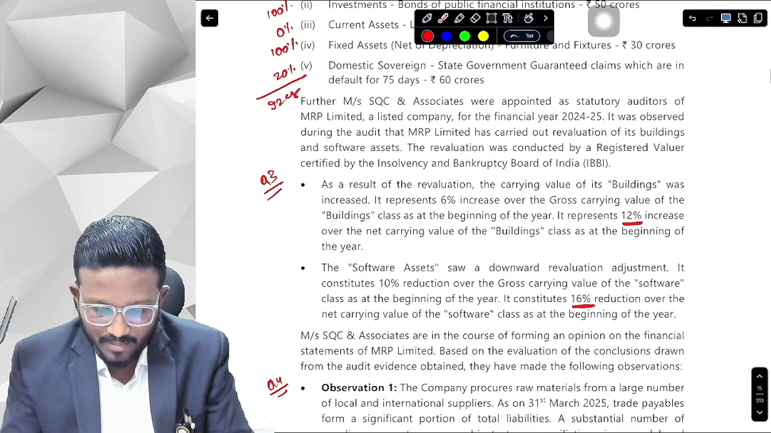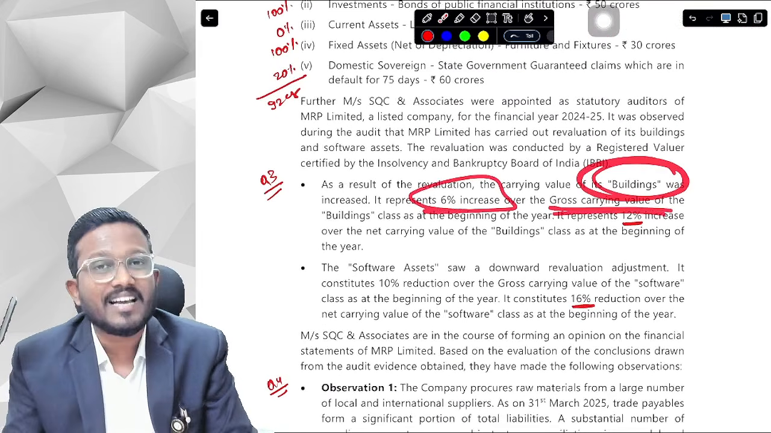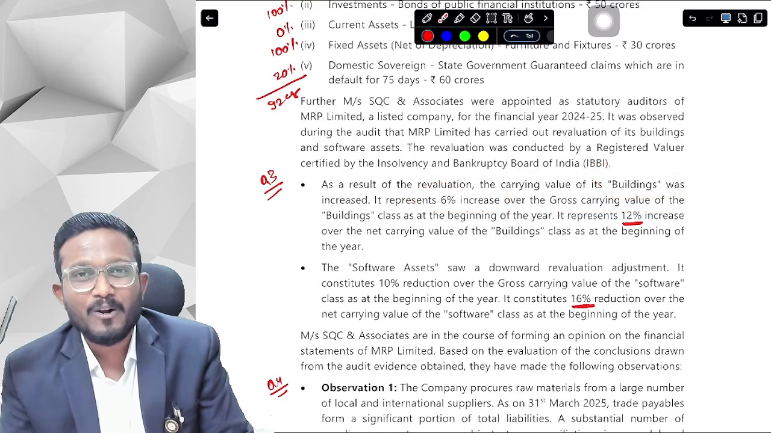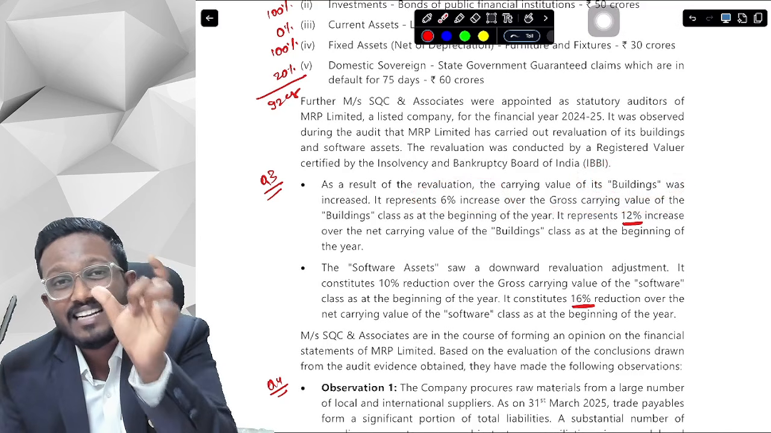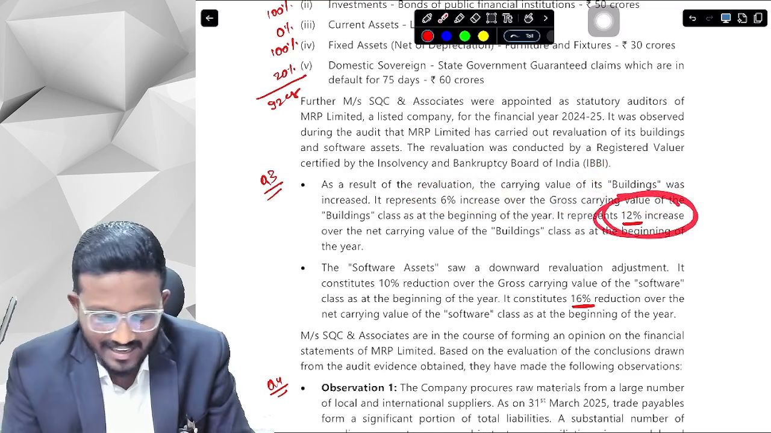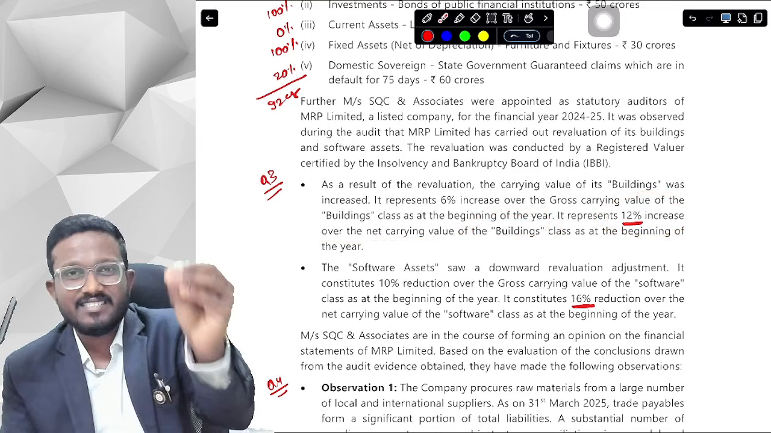So here what has happened, sir? There was a revaluation of building and there was a 6% increase in gross carrying value. But do we see gross carrying value in CARO 2020? No sir, we do not see gross carrying value. We see net carrying value. What is the increase in the net carrying value? The increase in net carrying value is 12%. So yes, building will be reported in CARO 2020 because the change is 10% or more.